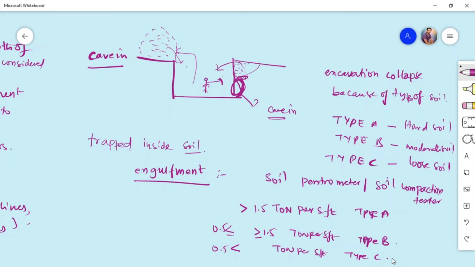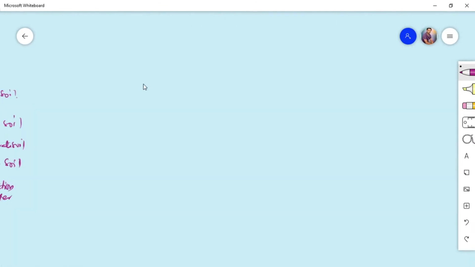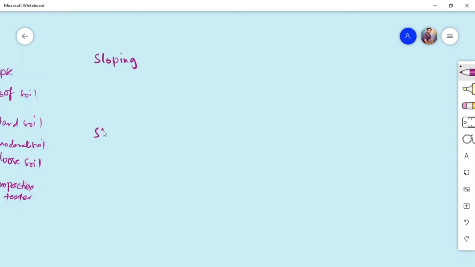Depending on the soil condition, we will use different methods to prevent collapse of excavation. See, now we are discussing excavation collapse. So, in order to prevent collapse of excavation, first we have to determine the type of soil condition, right? Once we have determined it, we will use the techniques of sloping, shoring, benching, that's all, three.